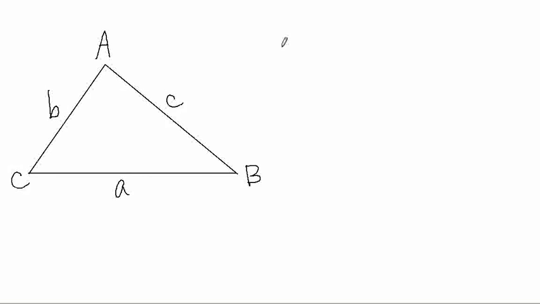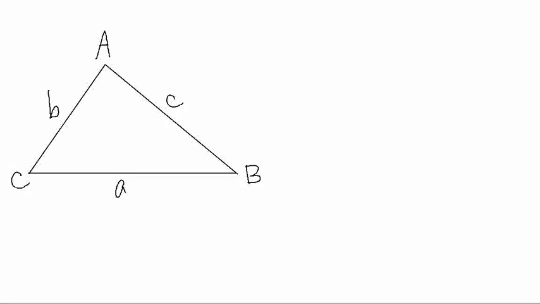Suppose that I had a triangle with the vertices denoted by the capital letters A, B, and C, and with the side lengths denoted by the lowercase letters a, b, and c. Okay? And suppose that the length of the side opposite angle A was denoted by lowercase a, and the length of the side opposite angle B was denoted by lowercase b, and the length of the side opposite angle C was denoted by lowercase c.